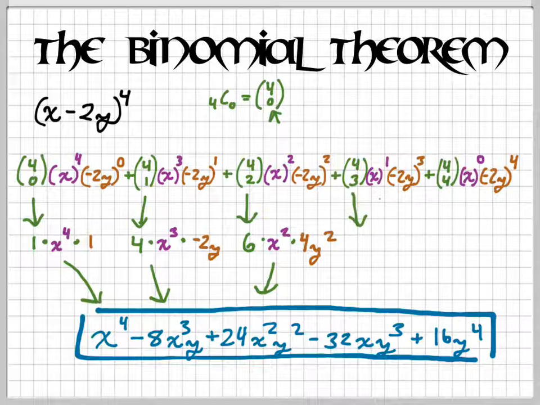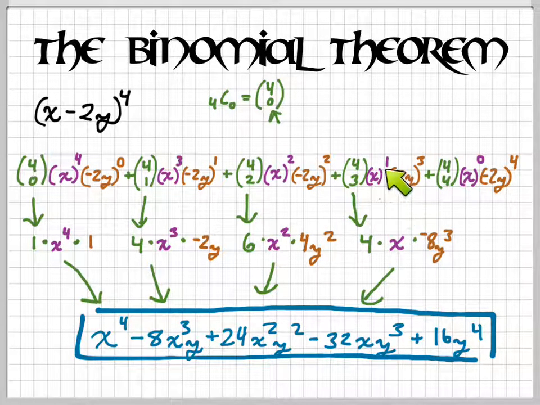Okay, for the next one, 4 choose 3. Come on, anybody want to take a guess on that one? Yeah, that one's 4. That's at the end of Pascal's triangle in the row. And then we do the rest of them. X to the 1 is x, and then negative 2y to the 3rd power is negative 8y to the 3rd. It's an odd exponent, so you know it's going to stay negative. And then when we multiply the negative 8 and the 4, we get the 32.